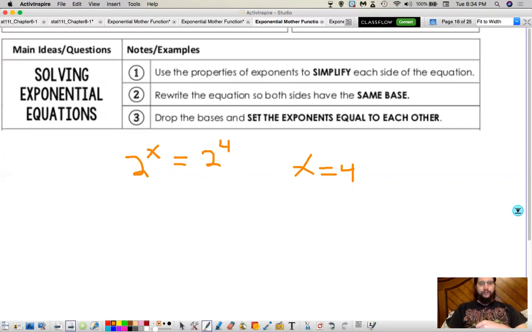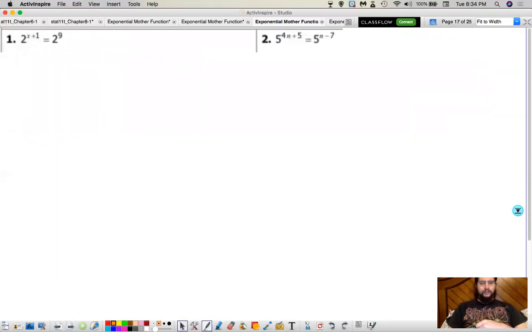That's what we're doing. Let's see. We've got 2 to the x plus 1 equals 2 to the 9. The bases are the same, right? 2 is 2. So that means x plus 1 has to equal 9. Well, that means subtract 1. X is 8. Yeah, really, it's that easy.